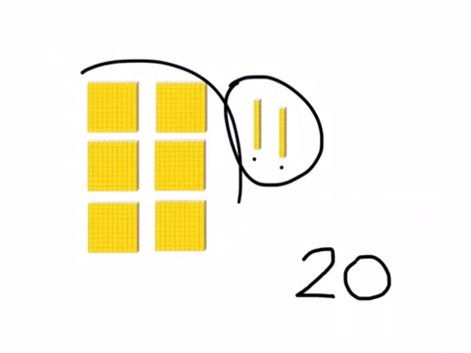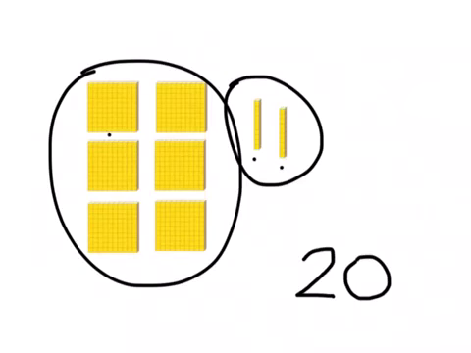Now let's look at our hundreds. We've got 1, 2, 3, 4, 5, 6. That means there are 600 there. Okay, but we don't write 600 in the hundreds position, we just put the digit 6. So we can see that number is 620.